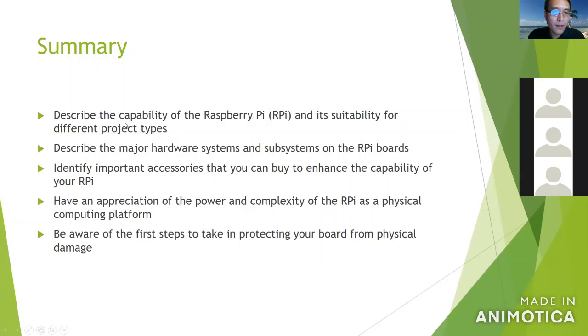system design. So in this chapter, we described the capability of the Raspberry Pi and its CPU ability for different project types. We described the major hardware systems and subsystems on Raspberry Pi boards. We identified important accessories for the Raspberry Pi. We have an appreciation of the power and the complexity of the Raspberry Pi as a physical computing platform. And we learned those actions that we want to avoid in order to protect our Raspberry Pi.